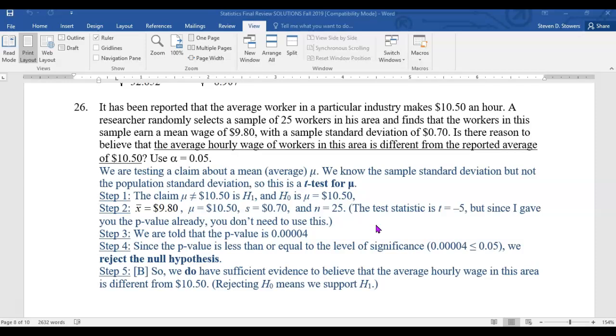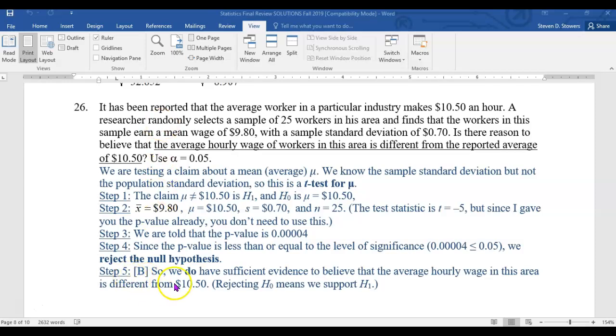So in step 4, you compare the p-value to the level of significance, the alpha. Here, the p-value is a lot smaller than alpha. 0.00 something is less than 0.05. So with a small p-value, one that's smaller than alpha, that's when you reject the null hypothesis.